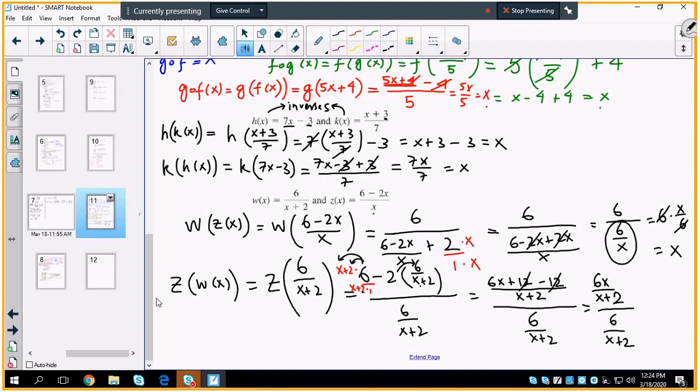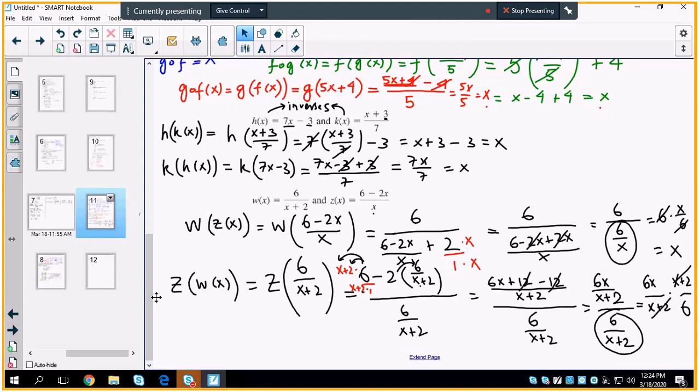Again, dividing by a fraction means multiplying by its reciprocal. So you get 6x over x plus 2 times x plus 2 over 6. So the x plus 2 terms, being top and bottom and being the same factor, will cancel. You can also cancel the 6 from the top and bottom and see what you are left with. It's x. So both compositions have given you x. Hence, I will say w and z are inverses to each other. These two functions are inverse functions to each other.